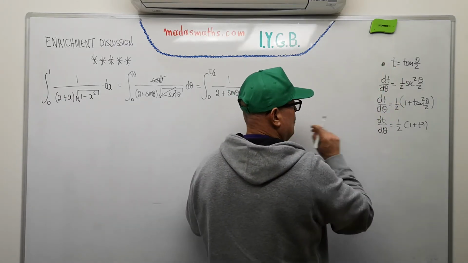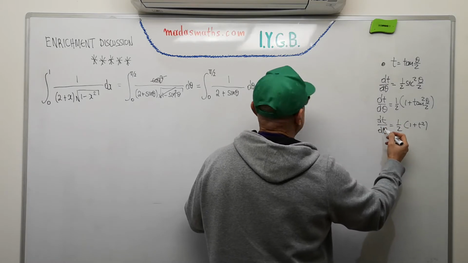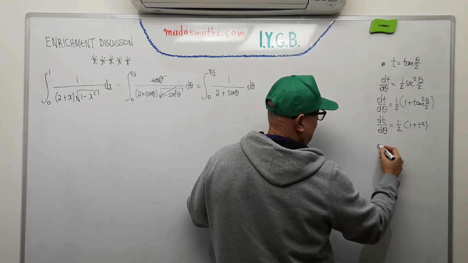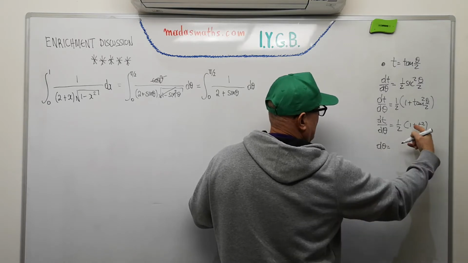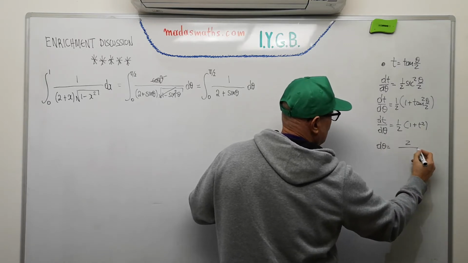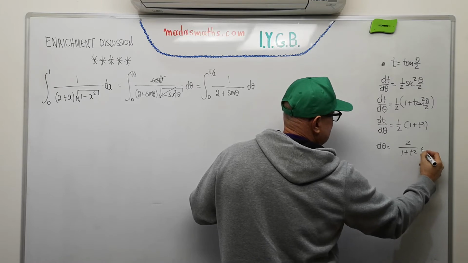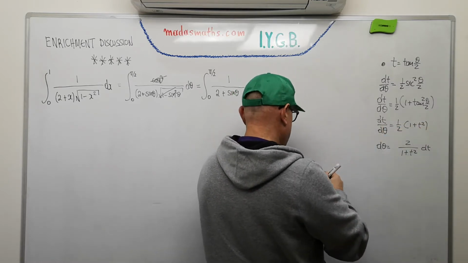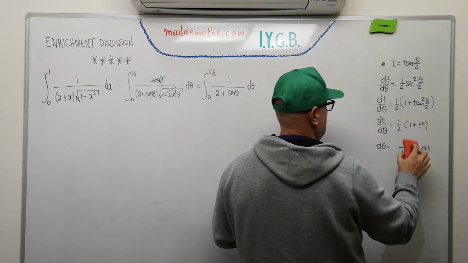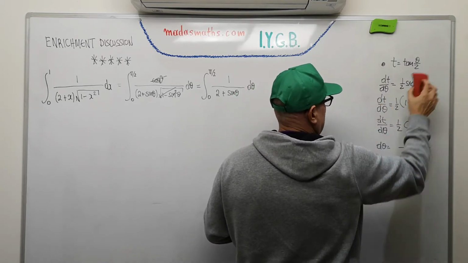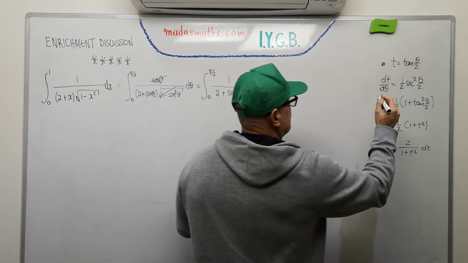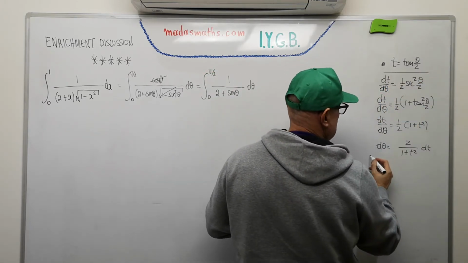Okay, so this is now so far so good. And I need to make, of course, d theta the subject. So d theta, multiplying across, it'll give me 2 over 1 plus t squared dt. I just flipped it and rearranged it. Actually, let's leave it there because I'm going to put it in there and then we don't need it. So that's the second stage of the substitution.